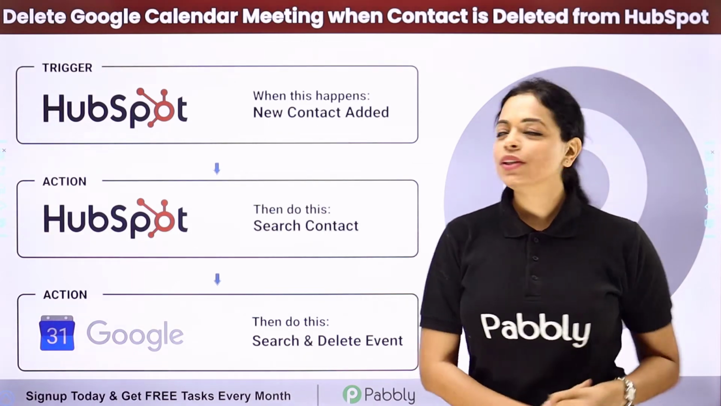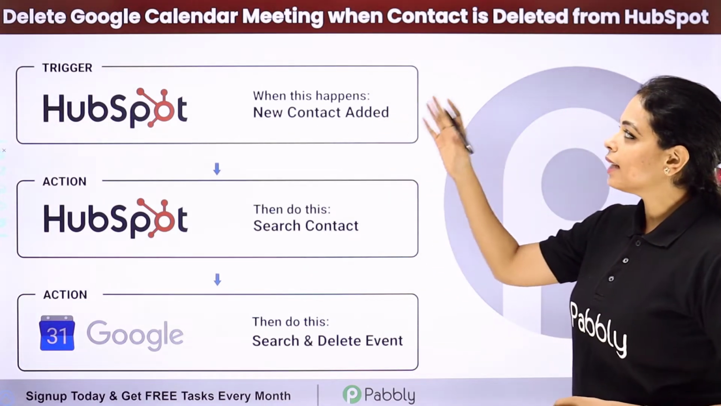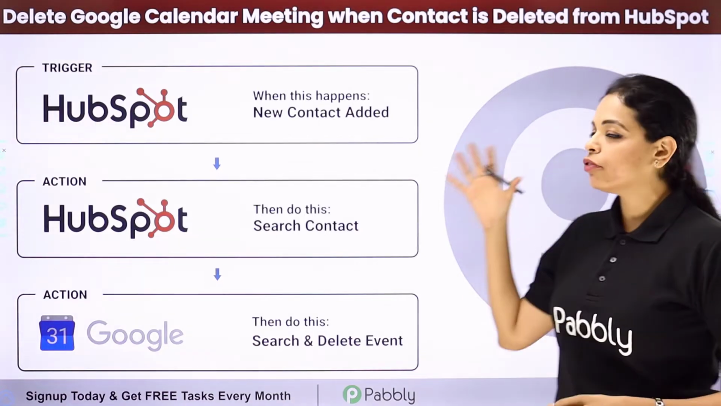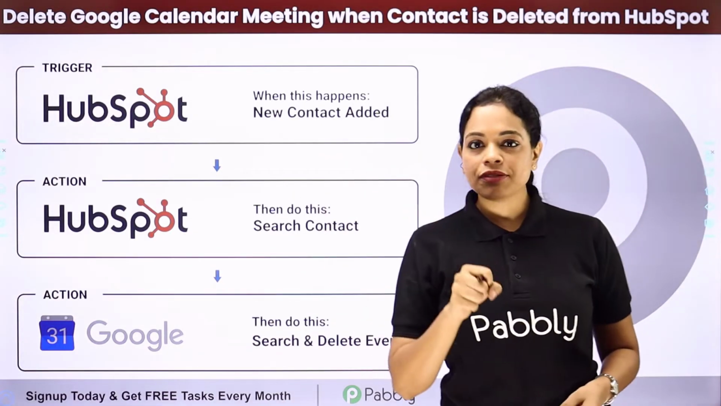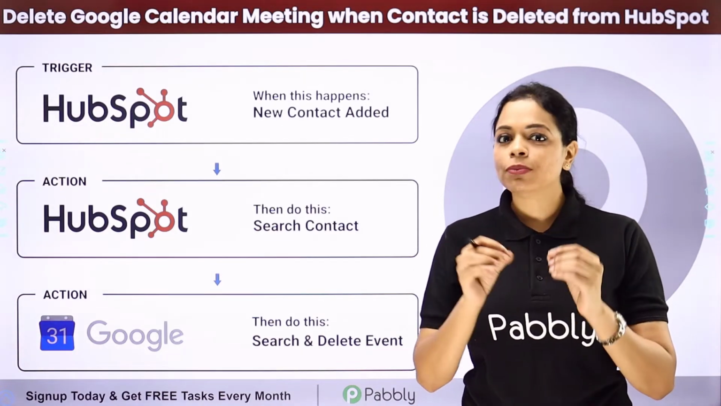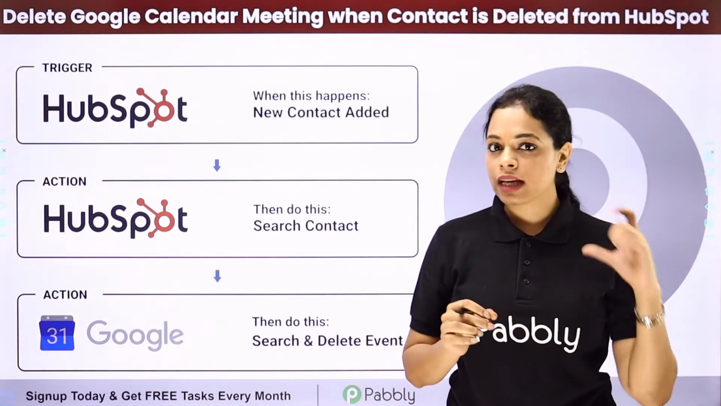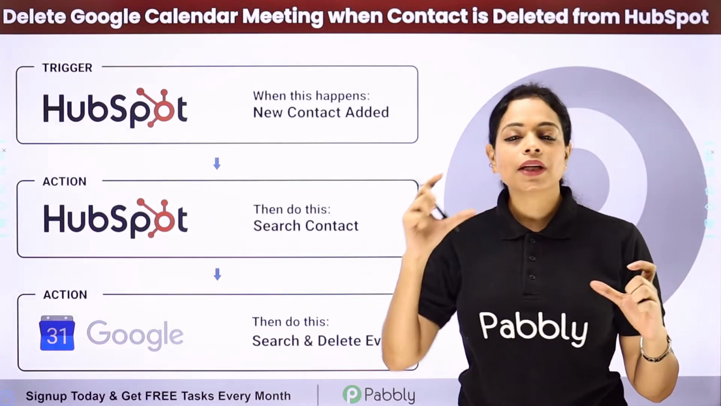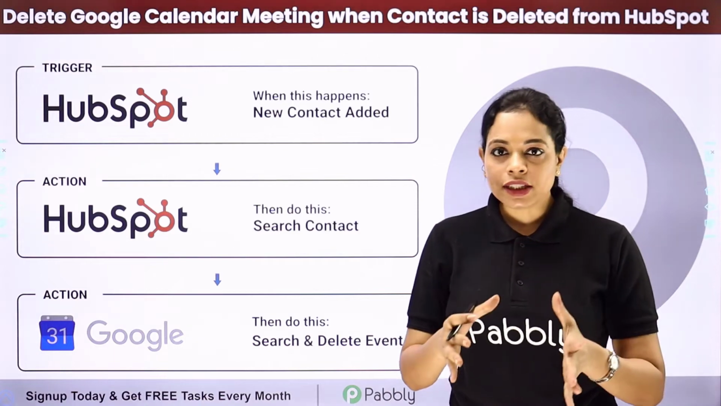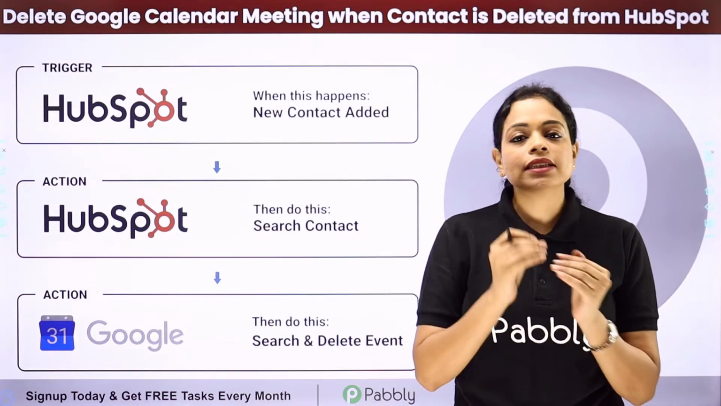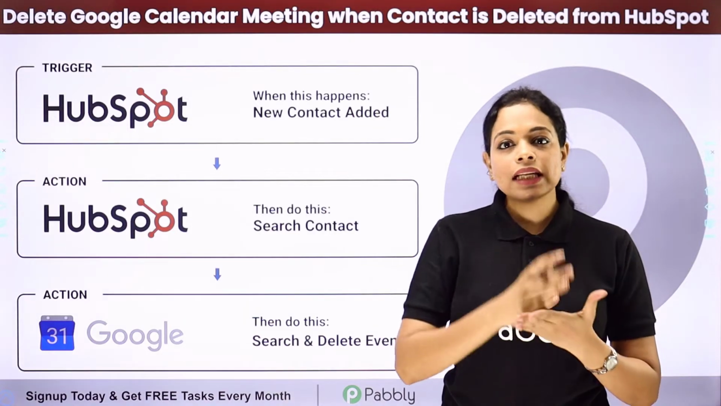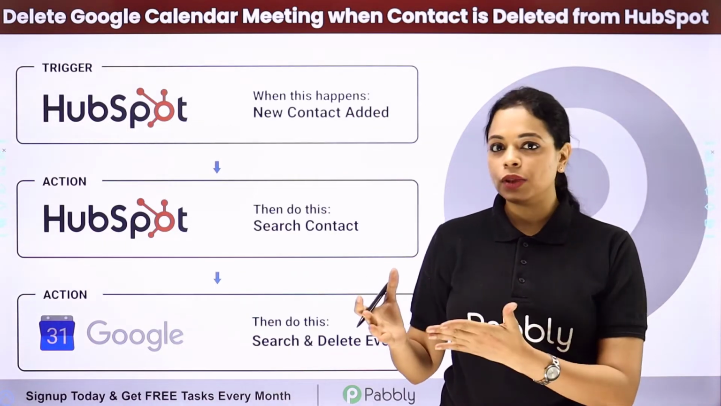In this video, we are going to understand how to delete a Google Calendar meeting when a contact is deleted from HubSpot. So let's say there was a form submission and you have received the lead. Now, what is your objective? That the same lead should be added as a new contact in HubSpot and then a meeting should be arranged in Google Calendar. Now, let's say after validation, you have deleted the same contact from HubSpot, then your objective is to delete the same meeting that you had in Google Calendar.